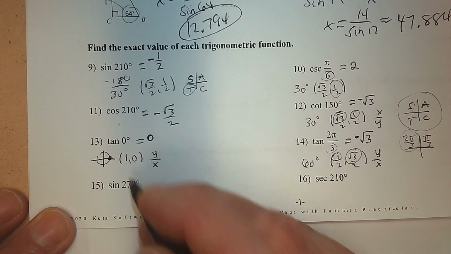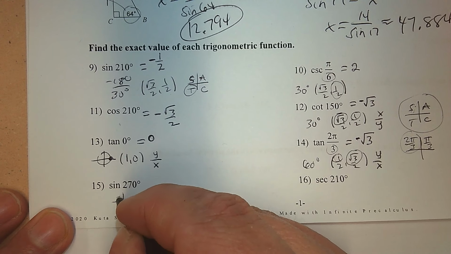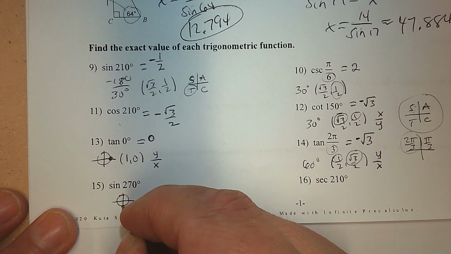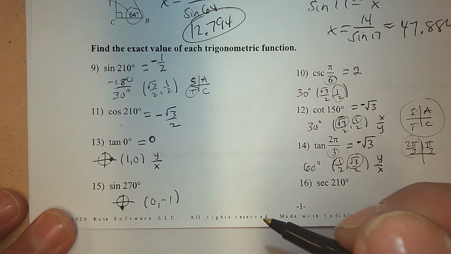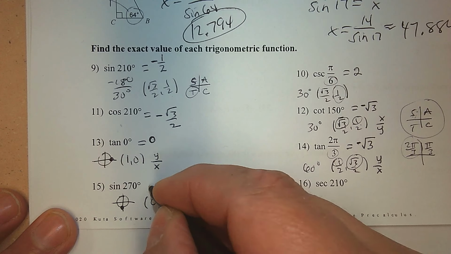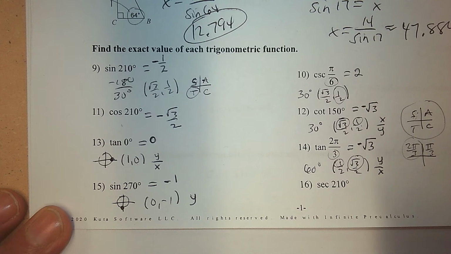270 is not a reference angle. If you take 360 or 180, you'll get 90. It's at the bottom of the circle, and at the bottom of the circle is 0 and negative 1. The definition of sine is the y coordinate, so the answer is just negative 1.